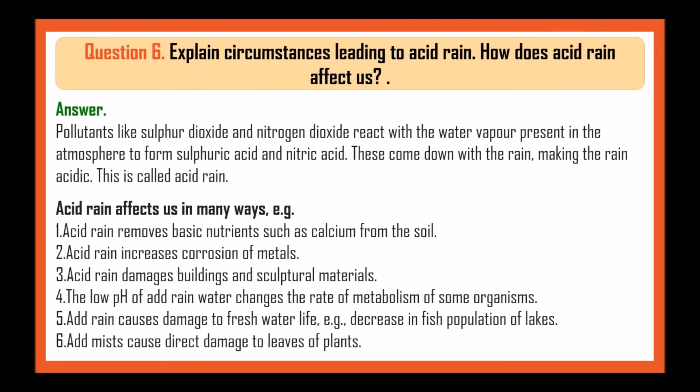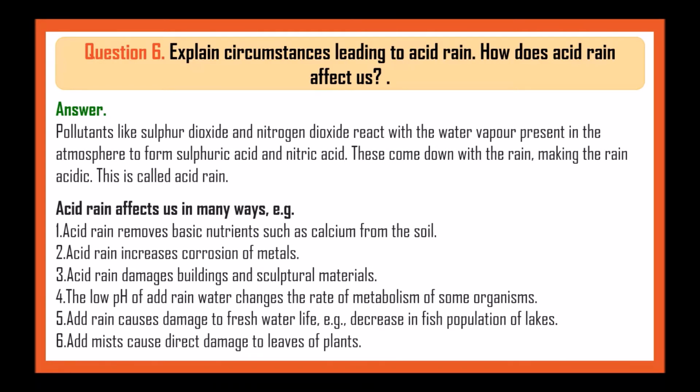Next, explain circumstances leading to acid rain. How does acid rain affect us? Pollutants like sulfur dioxide and nitrogen dioxide react with the water vapor present in the atmosphere to form sulfuric acid and nitric acid. This comes down with the rain, making the rain acidic. This is called acid rain.